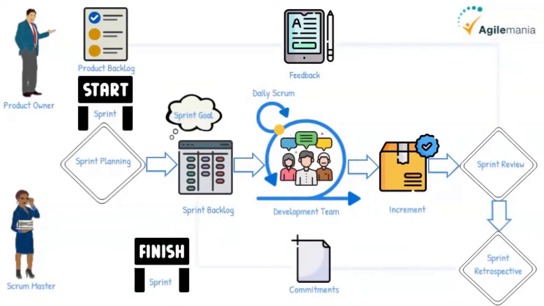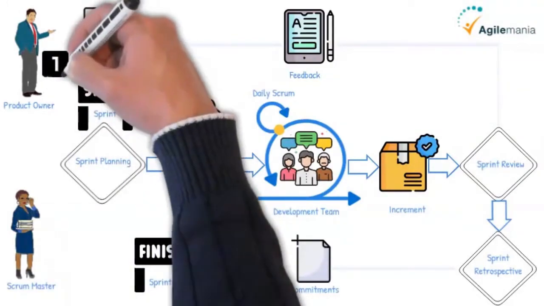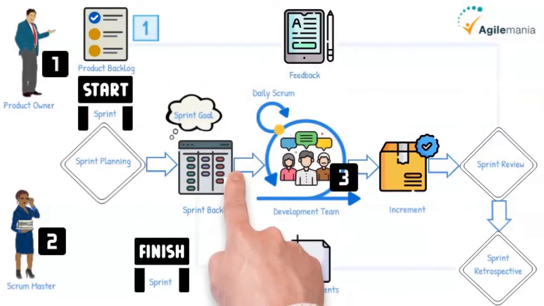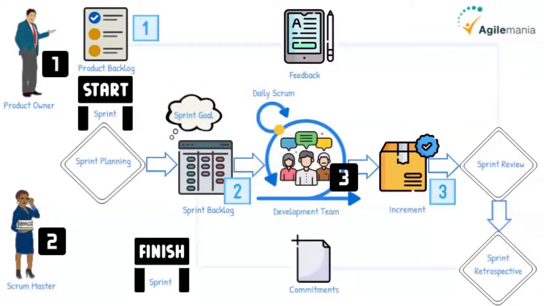So here are 11 essential elements of Scrum. 3 roles: product owner, the Scrum Master, and development team. 3 artifacts: product backlog, sprint backlog, and increment. 5 events: the sprint, sprint planning, daily Scrum, sprint review, and sprint retrospective.